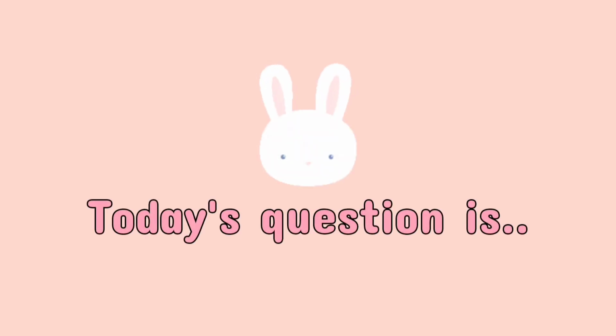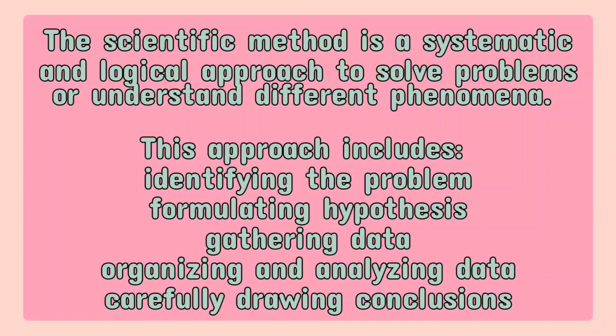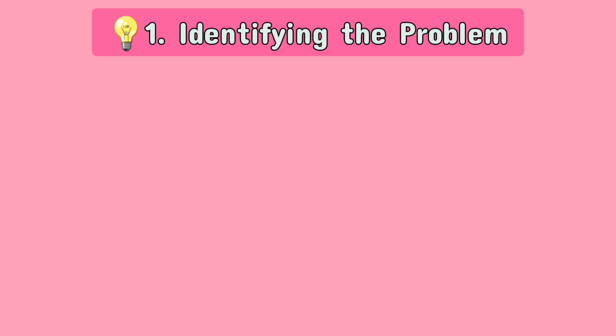Today's question is: what is the scientific method? The scientific method is a systematic and logical approach to solve problems or understand different phenomena. This approach includes identifying the problem, formulating hypotheses, gathering data, organizing and analyzing data, and carefully drawing conclusions. Let us start with the first step, identifying the problem.